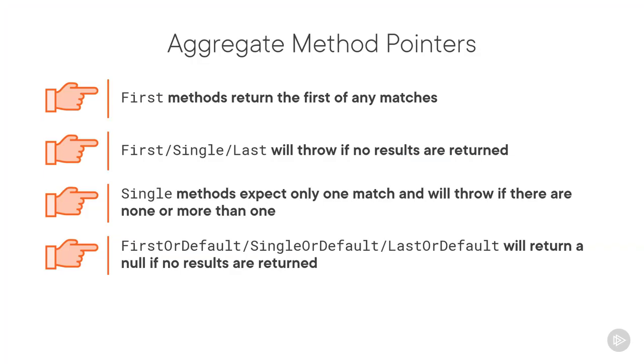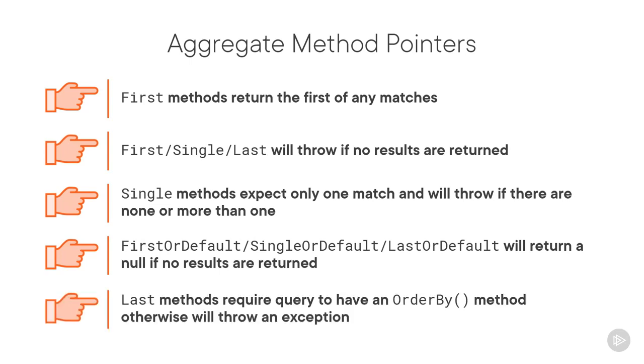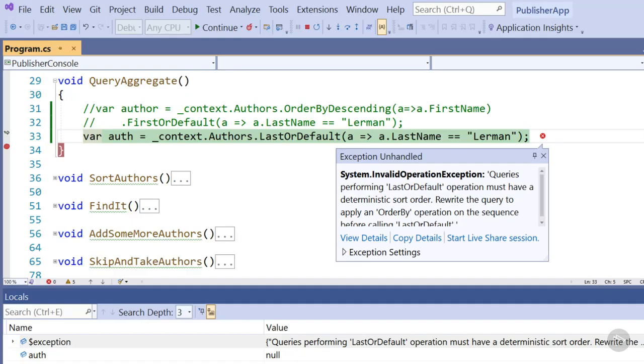I want to make one more point about the aggregates, and that's about the Last and LastOrDefault methods. These methods will only work if you first sort the query using one of the OrderBy LINQ methods. Otherwise, it has no context for determining what's last. And if you don't use OrderBy in the LINQ query, the compiler can't warn you because query translation happens at runtime. So it's at runtime that an exception will get thrown because EF Core cannot work out that query.